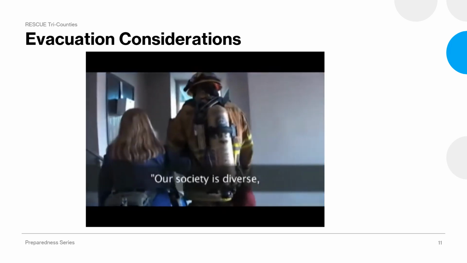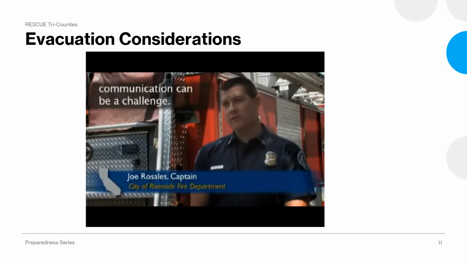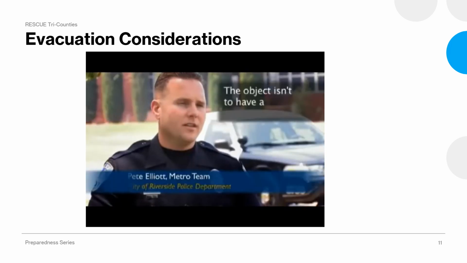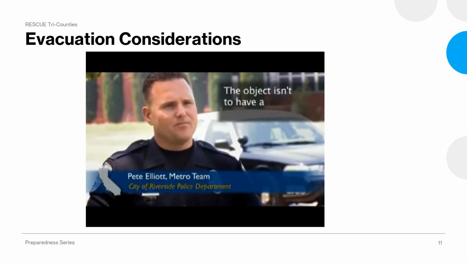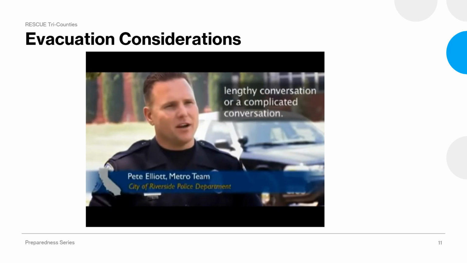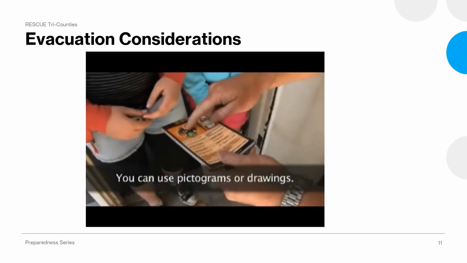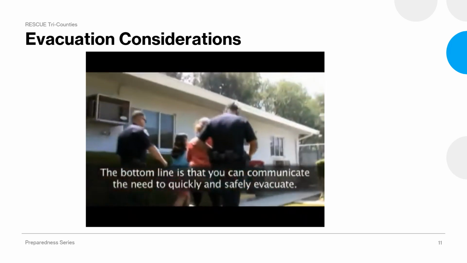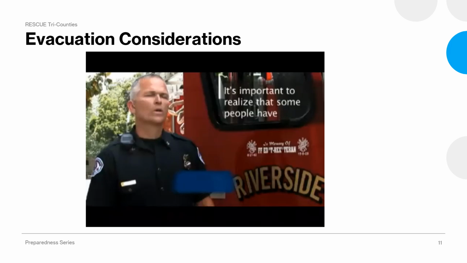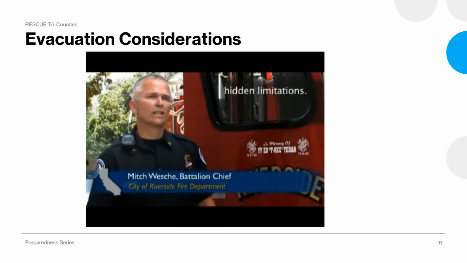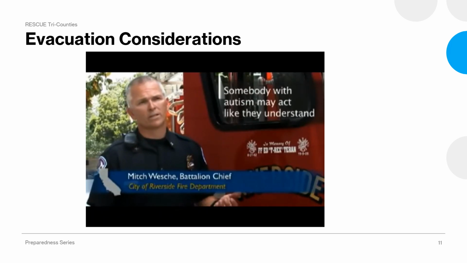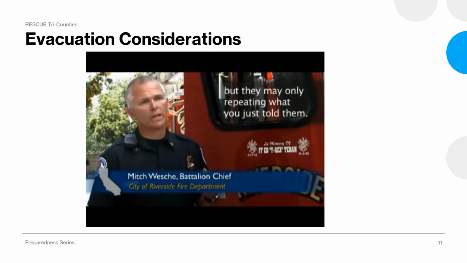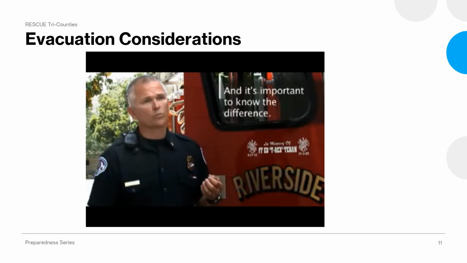Our society is diverse. In some cases, communication could be a challenge, but there are some simple things you can do. Well, the object isn't to have a lengthy conversation or a complicated conversation. You can use pictograms or drawings, but the bottom line is that you can communicate the need to quickly and safely evacuate. Well, it's important to realize that some people have hidden limitations. Somebody with autism may act like they understand what you're telling them, but they may only be repeating what you've just told them, and it's important to know the difference.